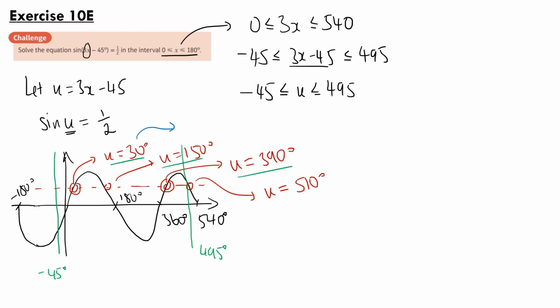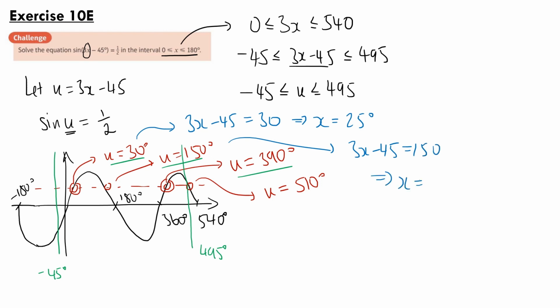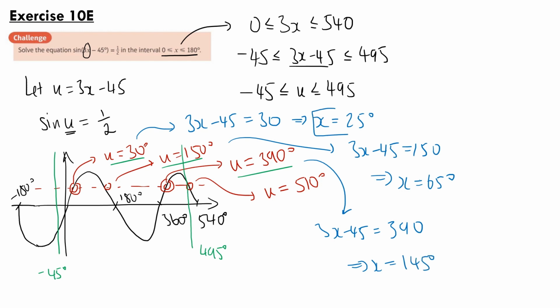So here we have 3x minus 45 is equal to 30. So we have that x is equal to 25 degrees. Here we have 3x minus 45 is equal to 150. So we have that x is equal to 65 degrees. And finally here, 3x minus 45 is equal to 390. And so we have that x is equal to 145 degrees. And these are our final answers.